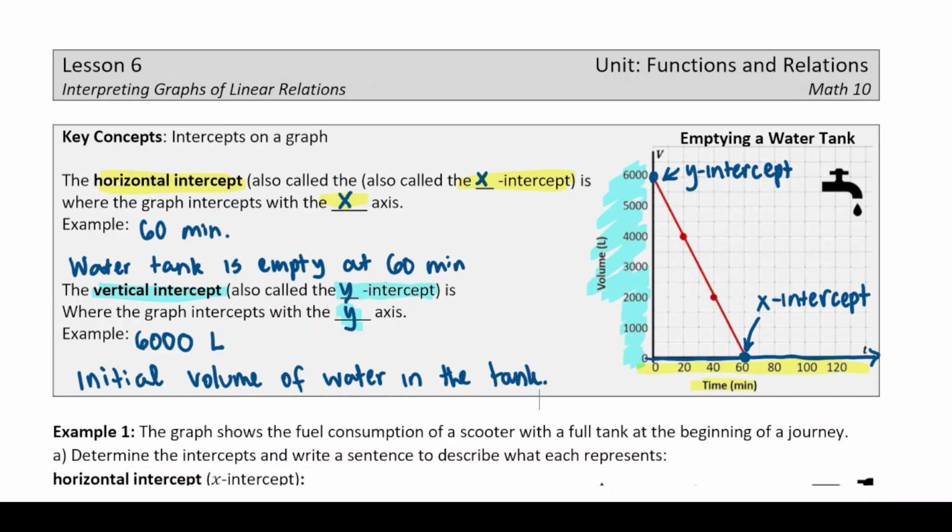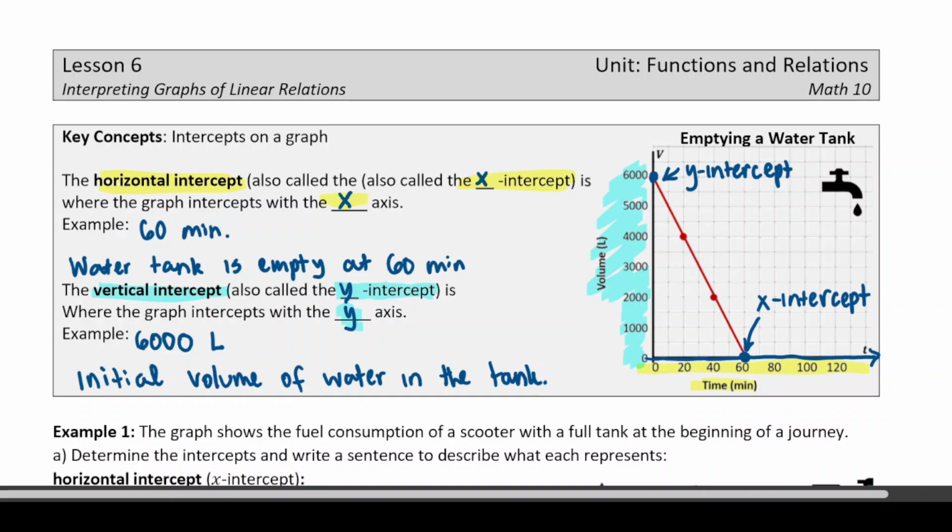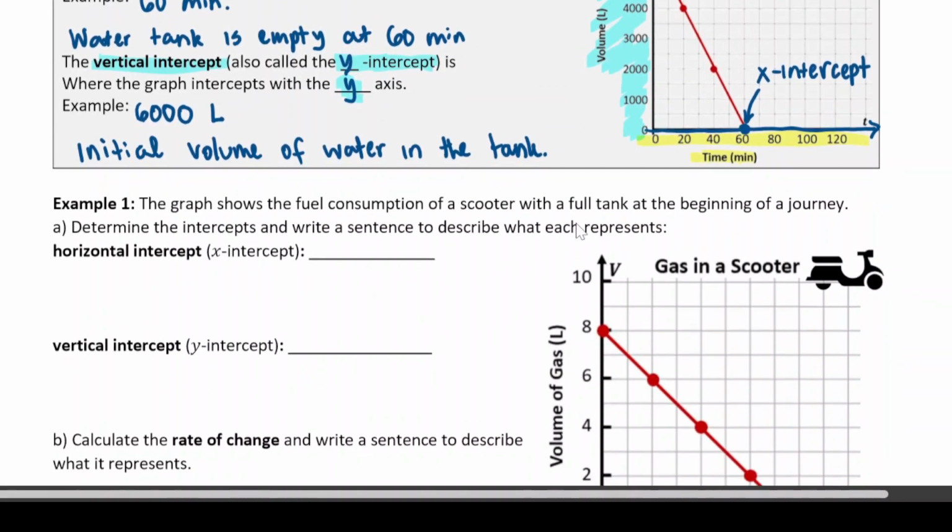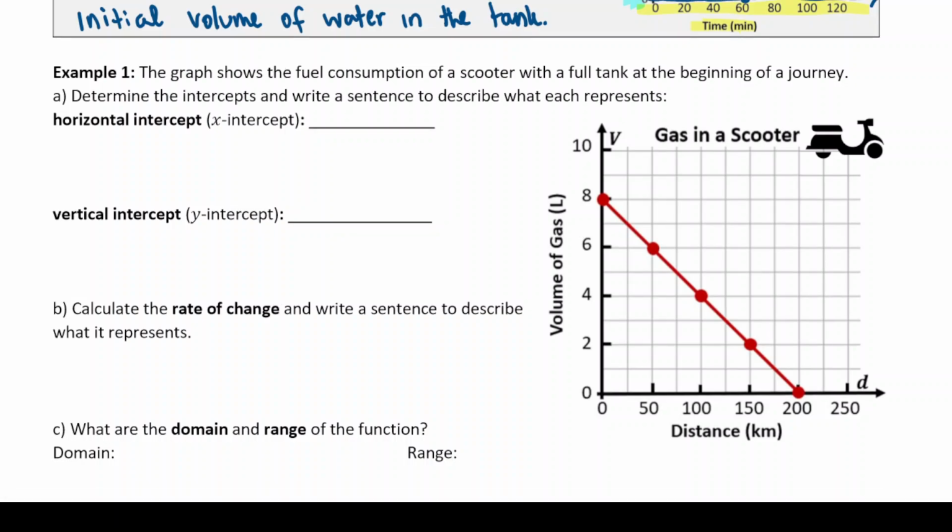Okay, so we're going to practice with some more graphs. Okay, let's look at this next graph here. Always good to just analyze a graph and see what it's doing or what it's about. So it looks like it's the amount of gas in a scooter. That's the title. We've got distance as our independent variable here. We've got volume of gas in the scooter in liters here along the y-axis.